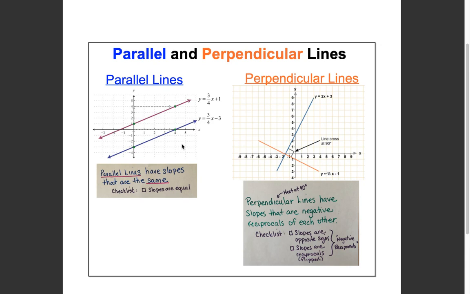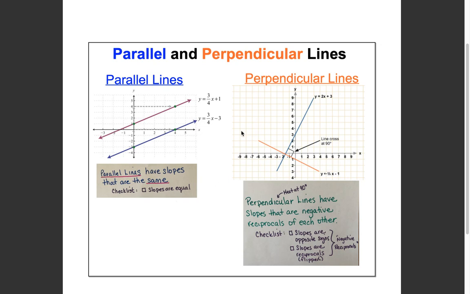So I always do a little bit of a mental checklist here. Parallel lines have slopes that are the same. So if I'm looking to see if two lines are parallel, I'm going to do a little checklist in my head. Are the slopes equal? If they are, then they're parallel. And if they're not, then they're not parallel.